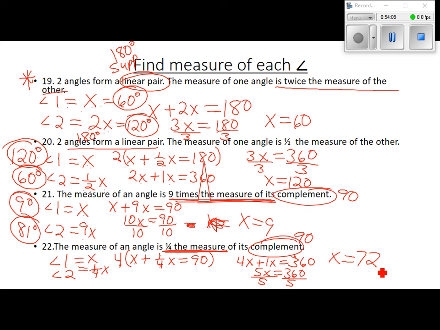Again, that's not our answer. We come back over here and we plug it in. So this first angle, 72 degrees. The second angle, instead of plugging in here, you could just say, okay, we know that they add up to 90. So all you got to do is take 90 minus 72, and that gives you 18 degrees. So one angle is 72 degrees, the other one is 18 degrees. They're complementary. They should add up to 90.